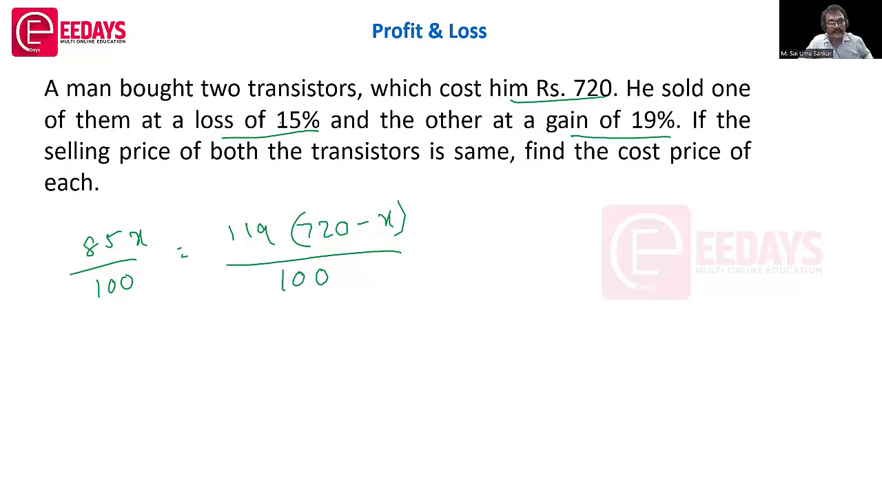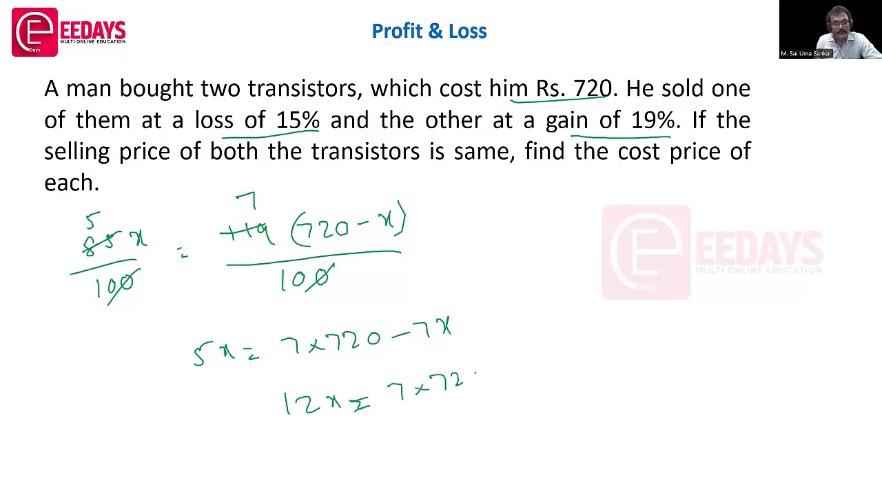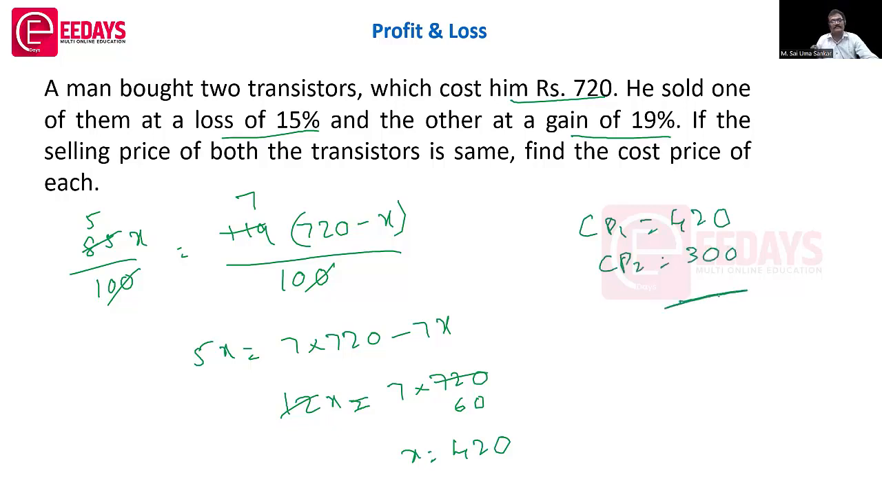He sold one of them at a loss of 15% and the other at a gain of 19%. If the selling price of both transistors is the same, find the cost price of each. 17 gets cancelled: 5 times, 17 7 times. 5x is equal to 7 into 720 minus 7x. 12x is equal to 7 into 720. So x is equal to 420. Okay, so CP1 is equal to 420. What is the CP2? That is equal to 300. That is the answer.